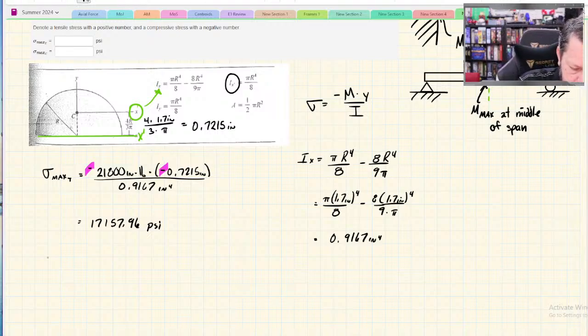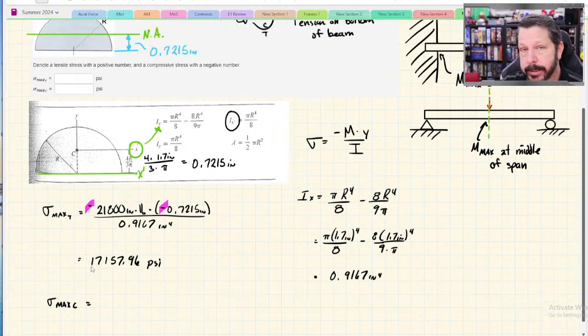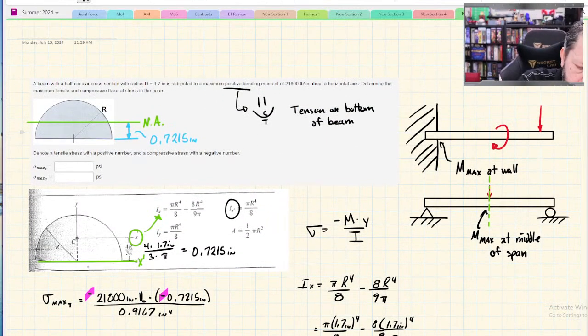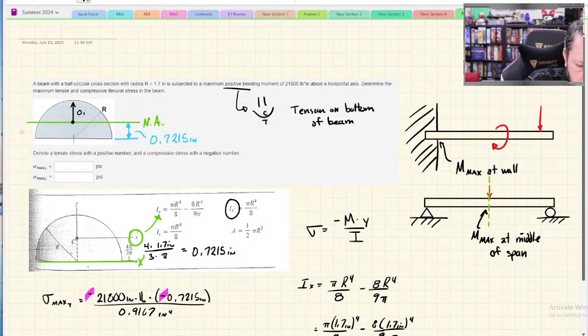So sigma max compression, same everything except now I need to measure from the neutral axis to where the compression is. So that's going to be the neutral axis, maximum compression on the very top of the beam, which is going to be my radius minus this 0.7215 number. That's 0.9785 inches.